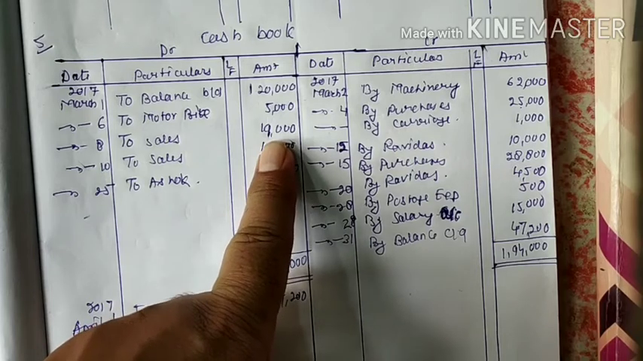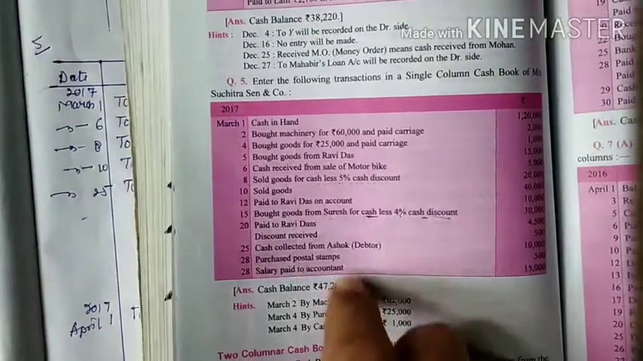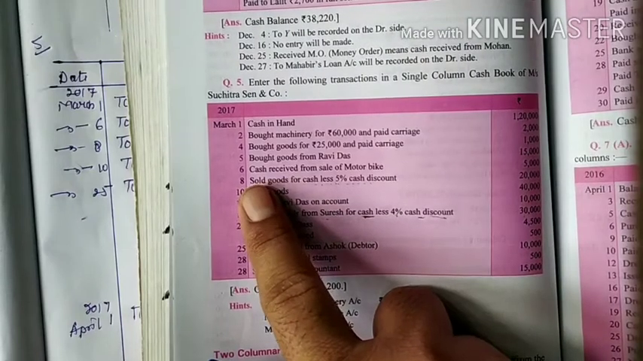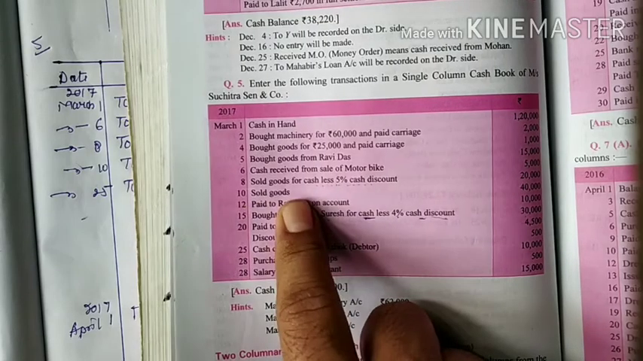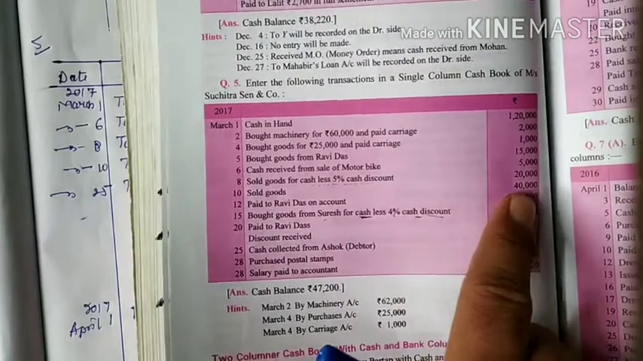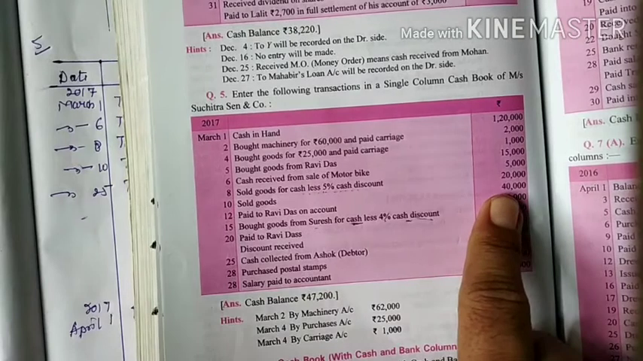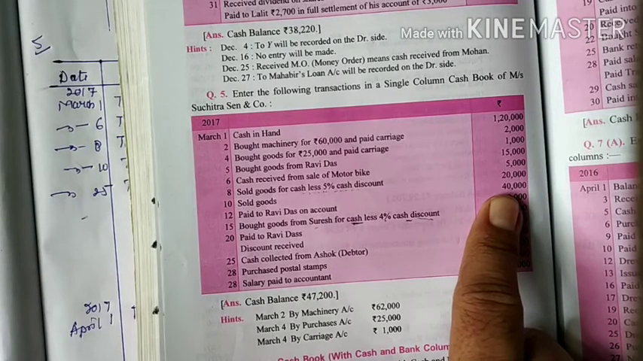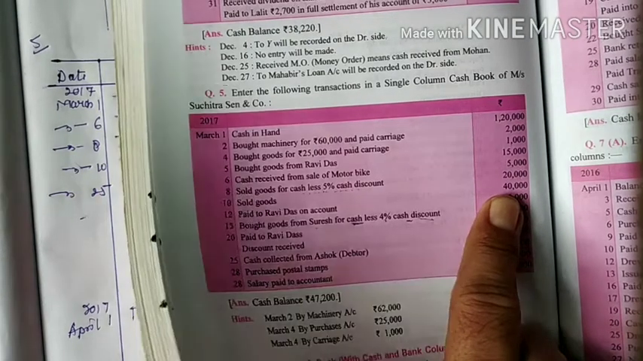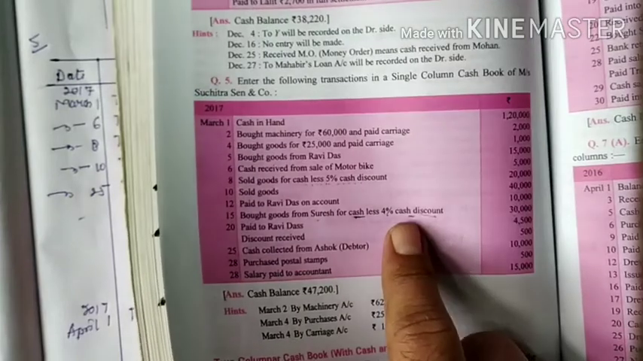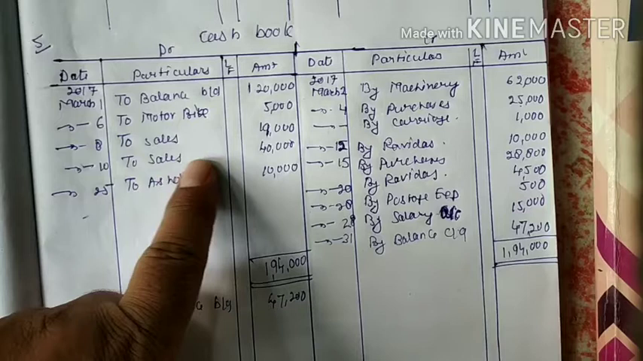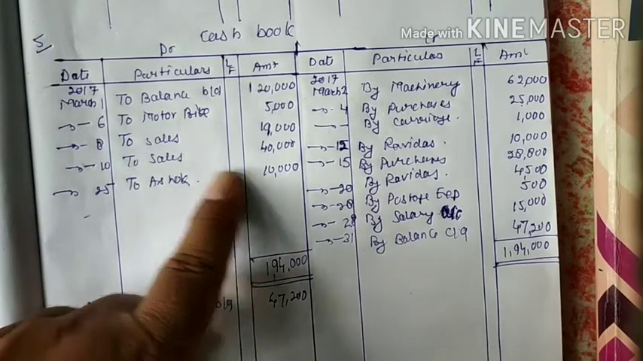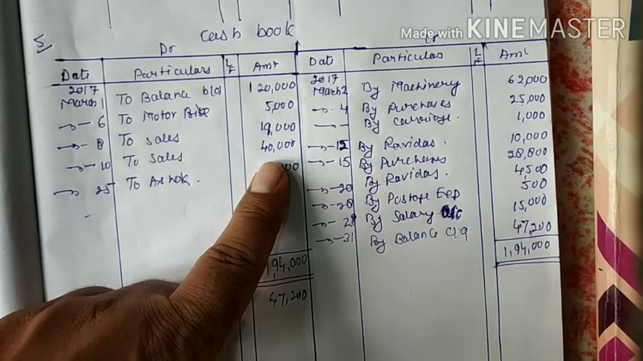Okay. Now come to the next transaction, that is the 10th. Sold goods for 40,000 rupees. Here cash is coming in, 40,000, so it will be entered on the debit side. So here, on the 10th, to sales 40,000 is shown.